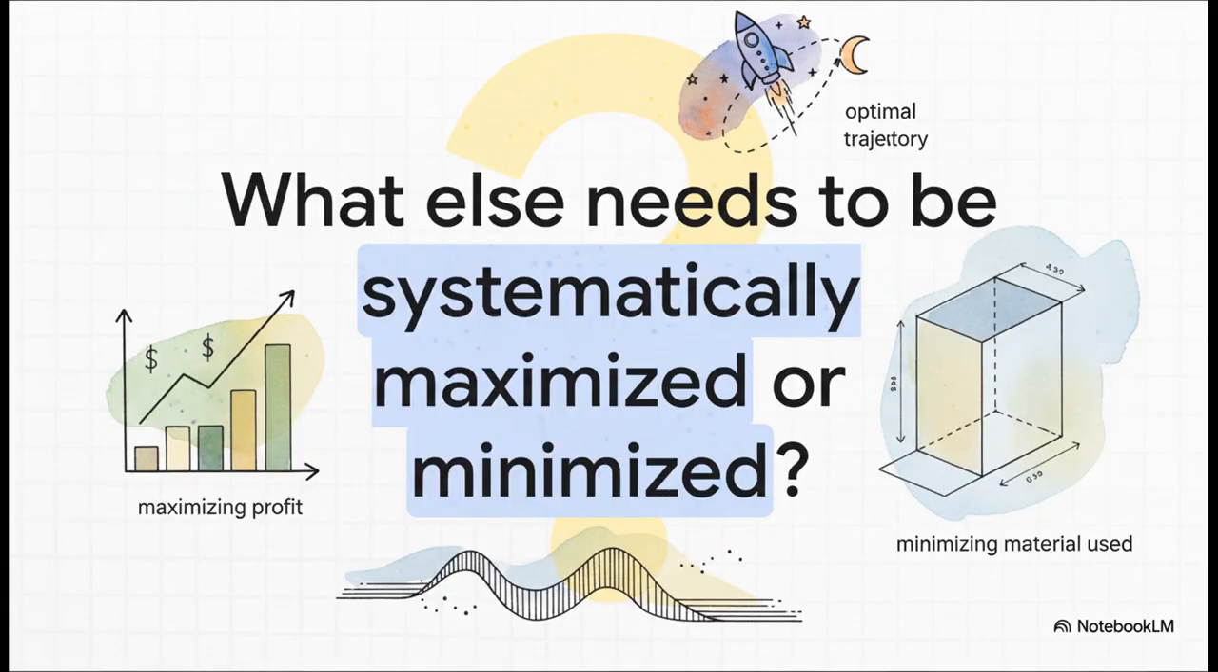And that leaves us with one final thought. We've just learned a super powerful tool for finding the absolute peak on a graph. So where else does this kind of thing matter? I mean, what else in science or business or engineering needs to be systematically maximized or minimized? Think about maximizing a company's profit, or minimizing the cost of materials for a project, or even figuring out the most fuel-efficient path for a rocket. This hunt for extrema, it's not just in a textbook. It is literally everywhere.